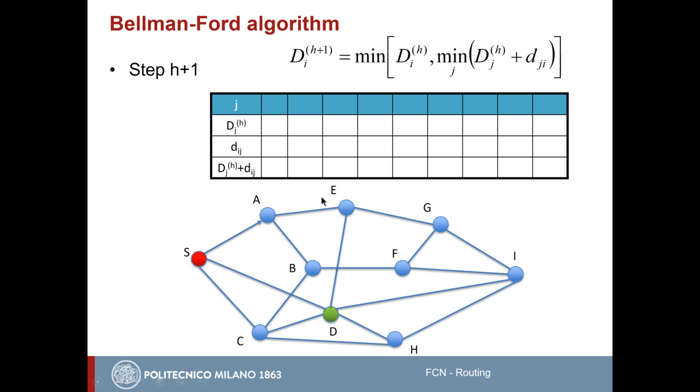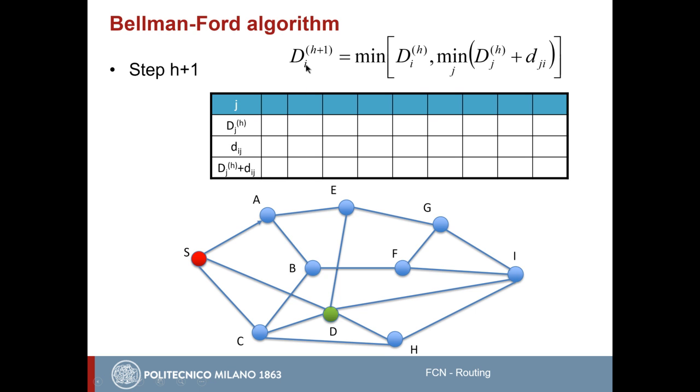So let's explain better what this updating step is in each iteration. Let's assume that we are considering this network. This is the source node for which we want to calculate the tree of shortest paths from this node to each other node in the network.